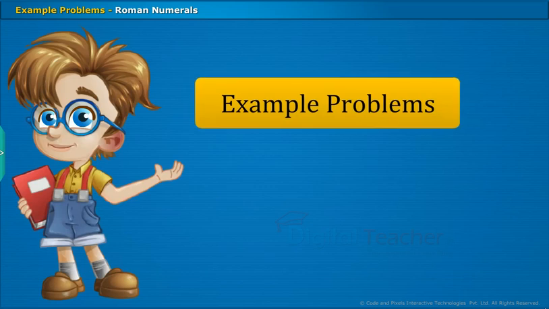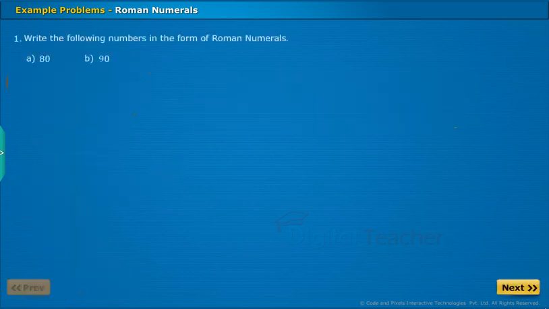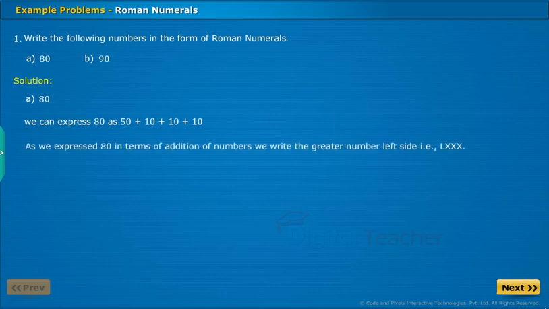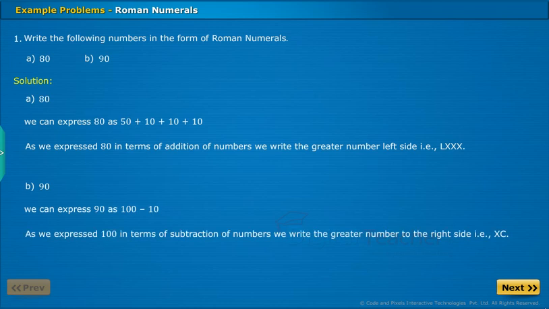Let us solve some examples on Roman numerals. Write the following numbers in the form of Roman numerals. Let us start with number 80. We can express 80 as 50 plus 10 plus 10 plus 10. As we expressed 80 in terms of addition of numbers, we write the greater number on the left side, that is LXXX. In the next number 90, we can express 90 as 100 minus 10. As we expressed 90 in terms of subtraction of numbers, we write the greater number to the right side, that is XC.